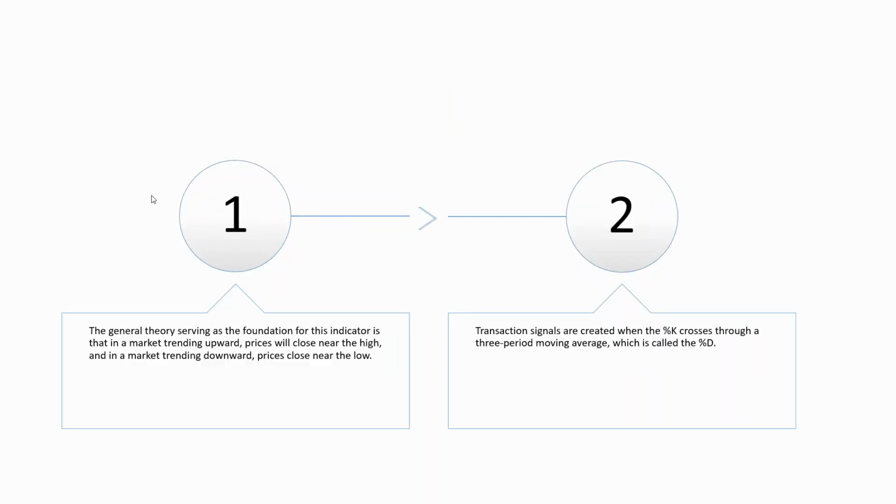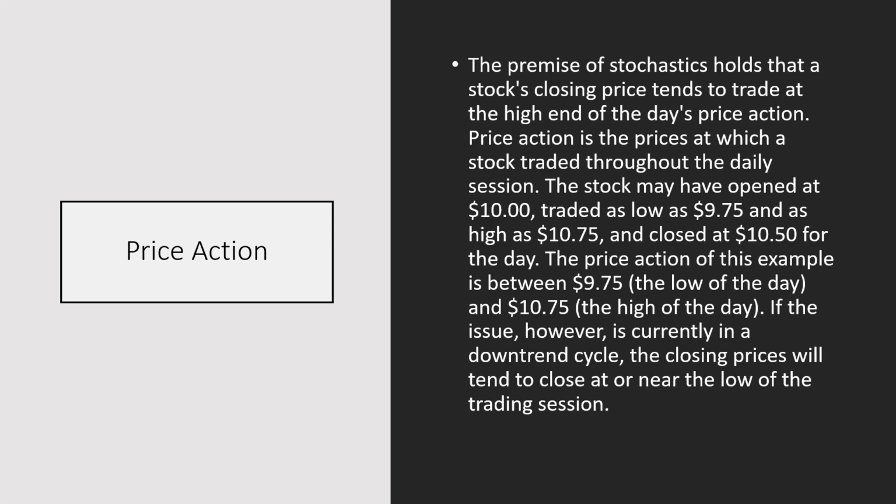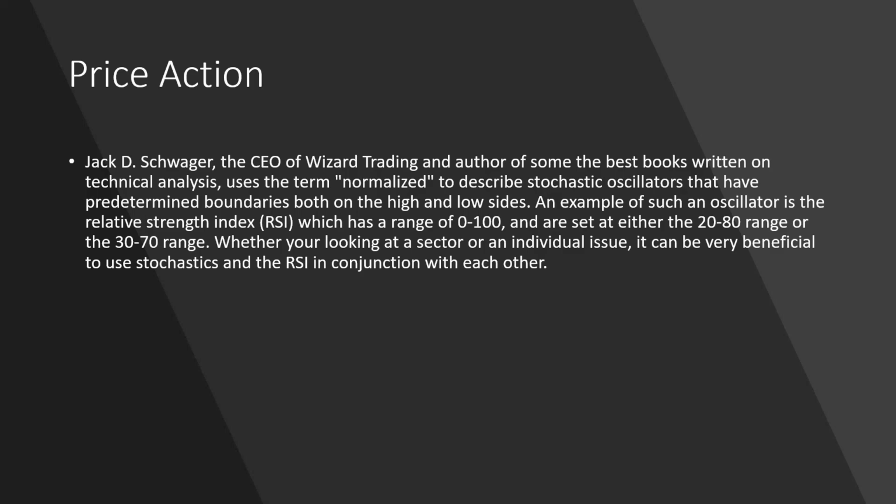So the general theory serving as the foundation for this indicator is that in a market trending upward, price will stay near the high. In a market trending downward, the price will stay near the low. Now, the transaction signals are created when the percent K crosses through the 3-period moving average called the percent D. So it's really a variation of a moving average crossover. It's just, instead of calculating a moving average, we're calculating this unique mathematical formula using these opens, highs, lows, and closes in a unique combination.